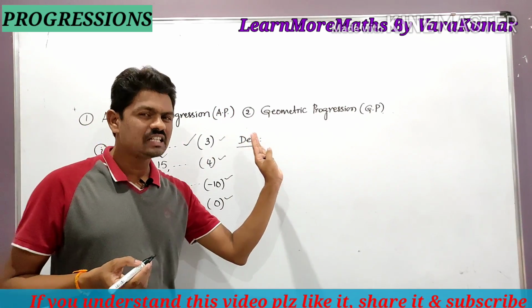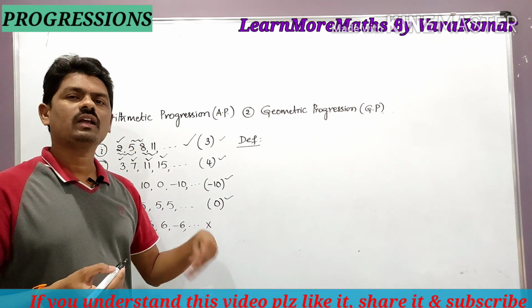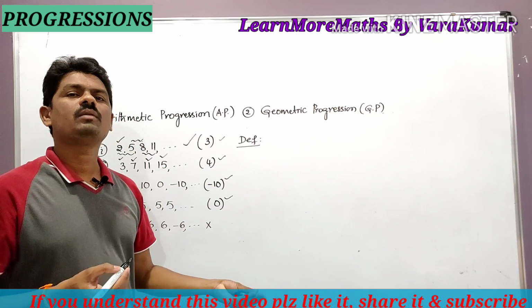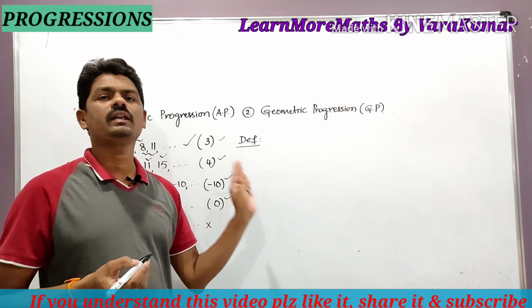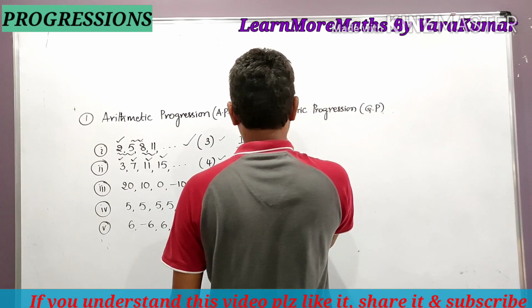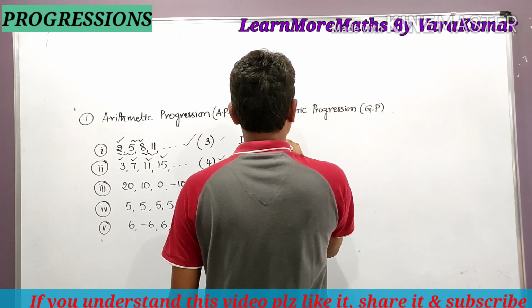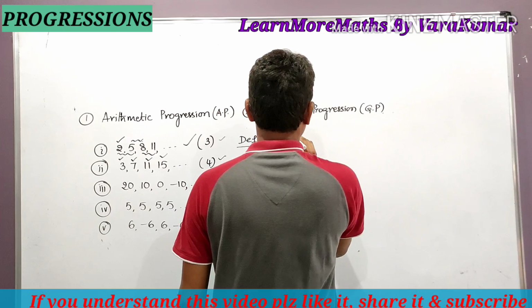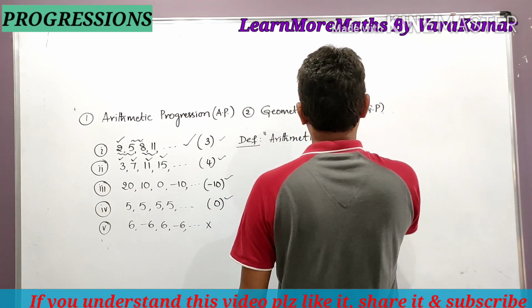Arithmetic progression is a list of numbers in which each term, or each number, is obtained by adding a fixed number to its preceding number except the first number. So see student, this is the definition. How can we define arithmetic progression?